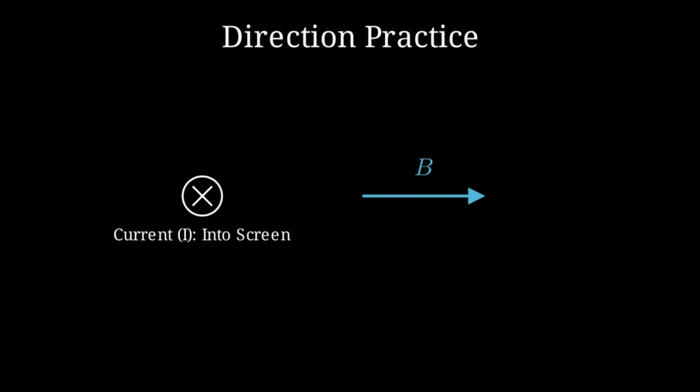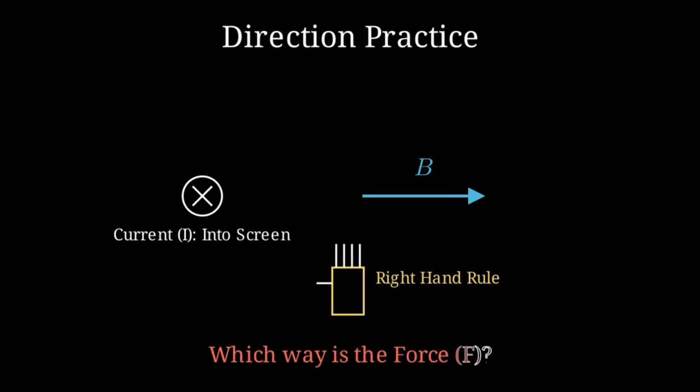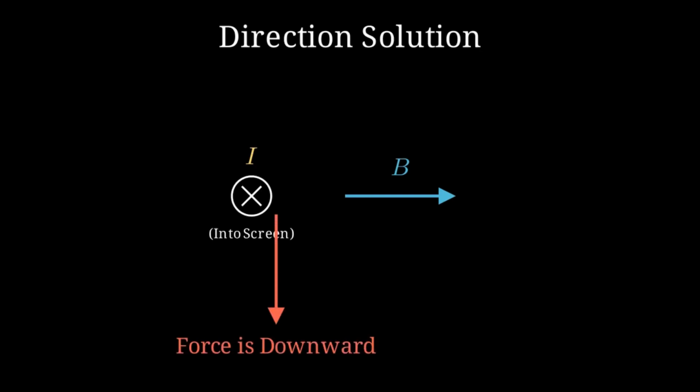Let's practice the right-hand rule. If the current is flowing into the screen and the magnetic field points to the right, where is the force? Point your thumb into the screen and fingers to the right. Your palm should be facing downward. Therefore, the magnetic force will push the wire toward the bottom of the screen. This directional control is how we make speakers vibrate back and forth to create sound waves.